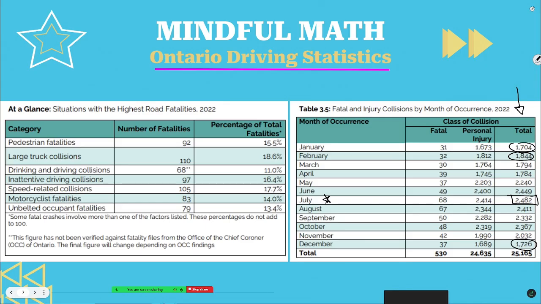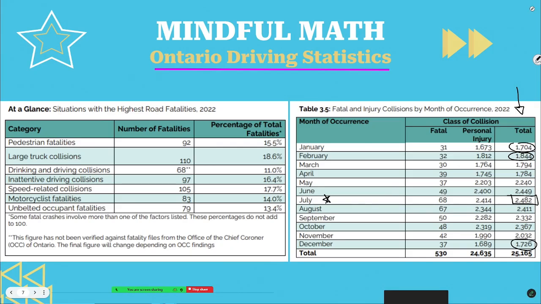Well, looking back to our first table, where we see that the majority of accidents take place with large truck collisions, the second highest is speed related. And we can draw a conclusion that when it's winter, we do tend to drive a little bit more carefully. We do tend to be aware of the ice on the road and the snow blinding us, reducing visibility.